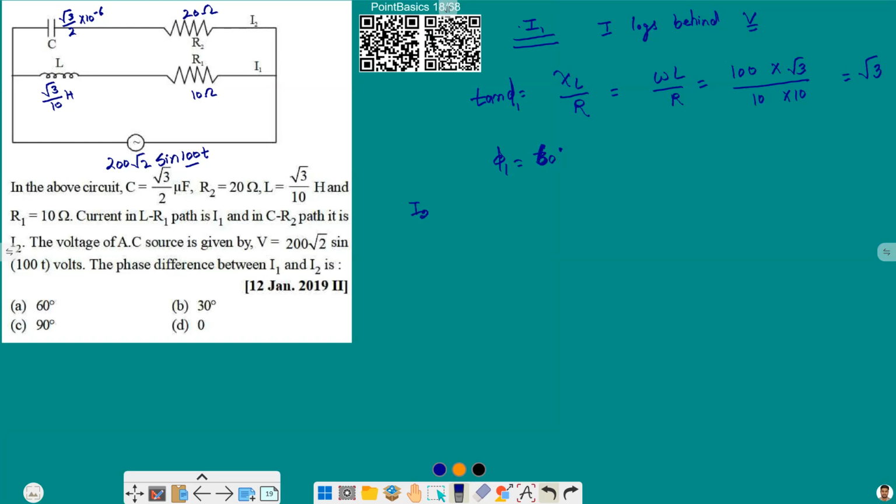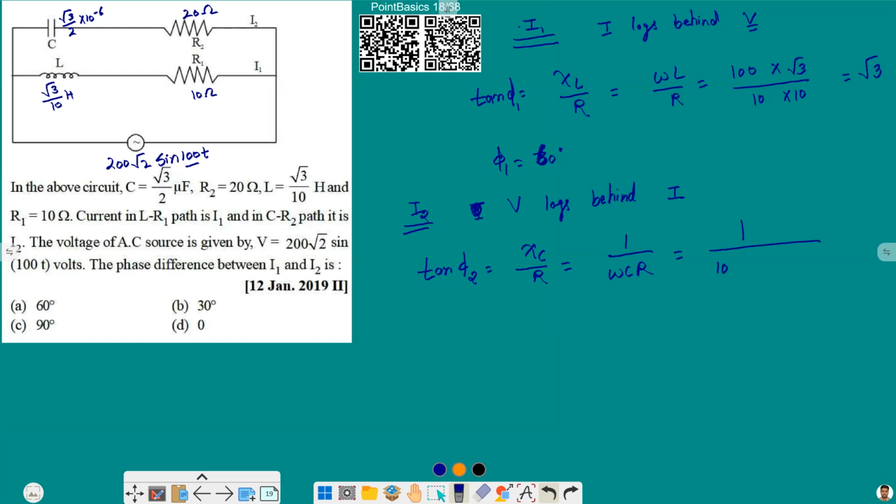Now for the I2. In case of capacitor, potential lags behind current. Means here current is ahead of potential. In the previous case, current was behind the potential. And in this case, the tangent phi 2 will be given by XC by R. So that will be 1 by omega C R, because XC is 1 by omega C.